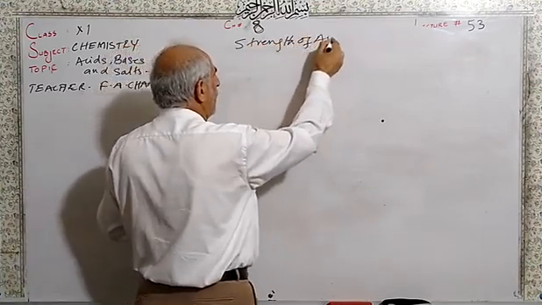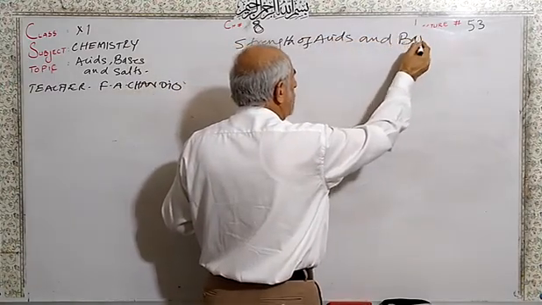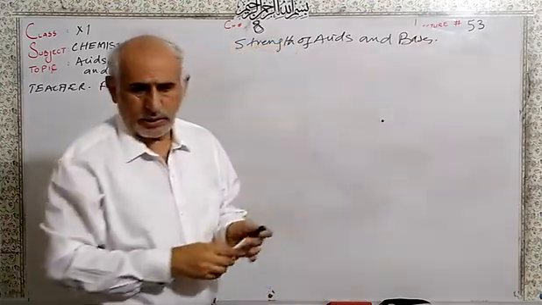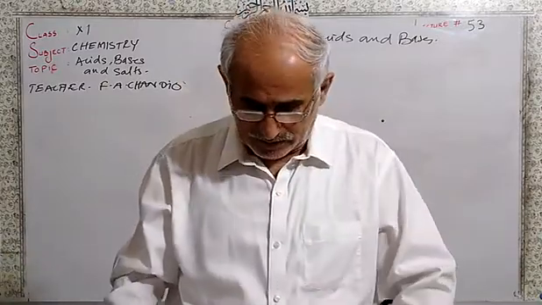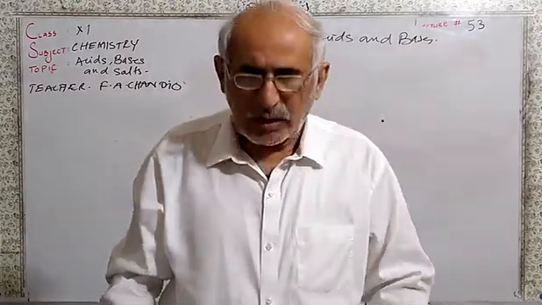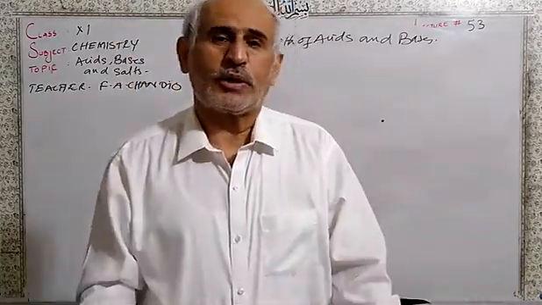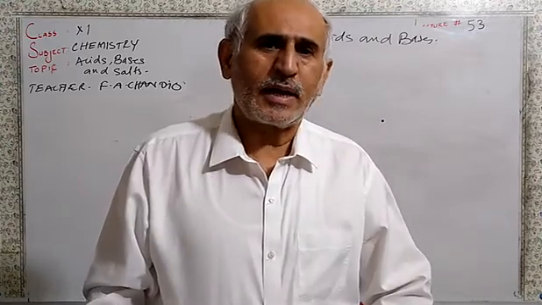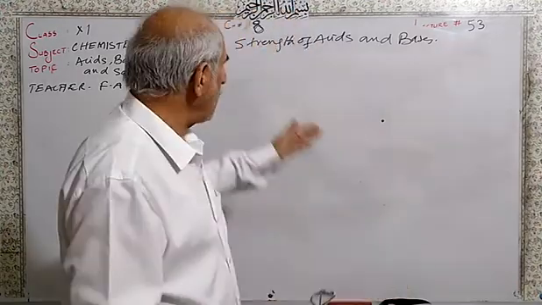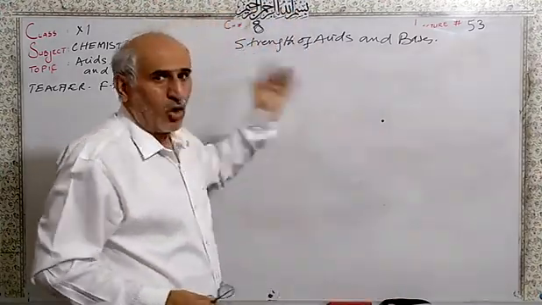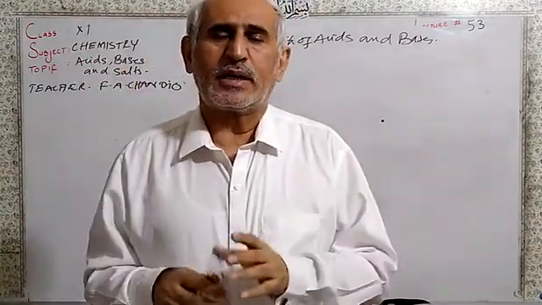Strength of acids and bases according to Bronsted-Lowry concept for acids and bases. We know that according to the Bronsted-Lowry concept, acid is a donor of proton and base is an acceptor of proton, meaning hydrogen ion. So when we are talking about the strength, it means how much acid is strong and how much acid is weak.